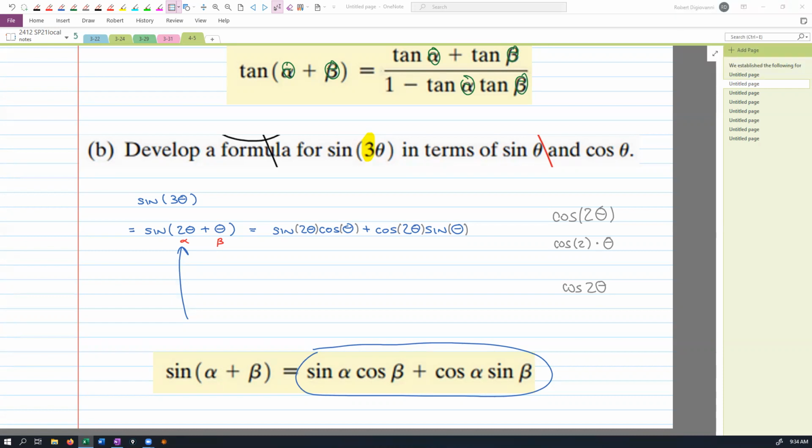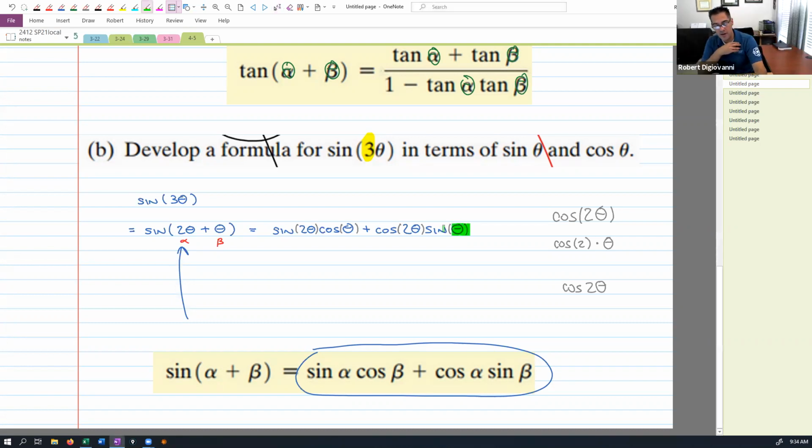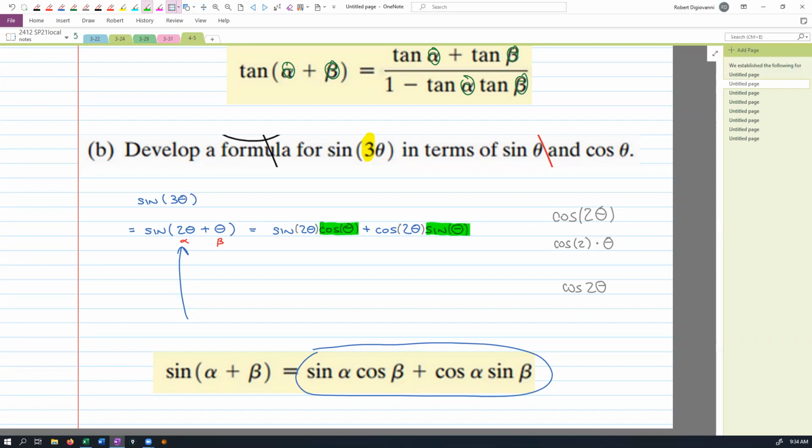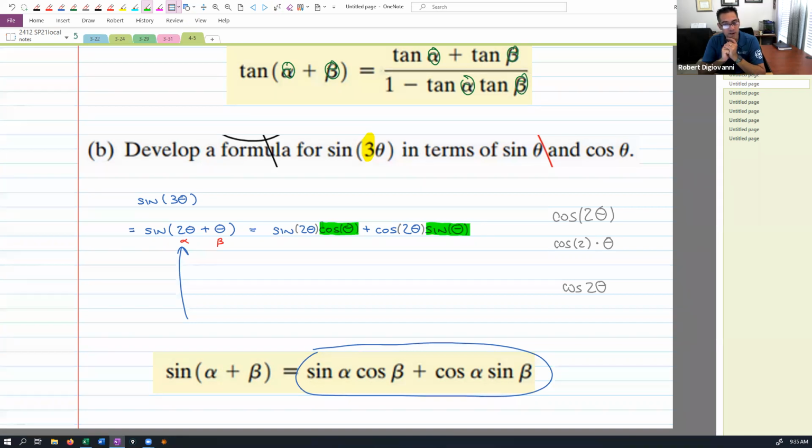I'm good. Good. Okay, so have we done what they've asked us to do? Have we developed a formula for sine of 3 theta that's in terms of sine theta and cosine theta? Yes. Okay, so I agree there is sine theta here and there's cosine theta here. What about the other stuff though? That's sine of 2 theta, right? And cosine of 2 theta. But they don't want anything with 2 theta in it. They just want sine theta and cosine theta in the answer. That's all they want. Do you see that, Samuel, that we don't quite have it the way they want it yet?